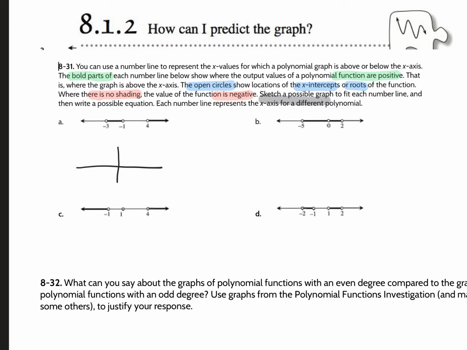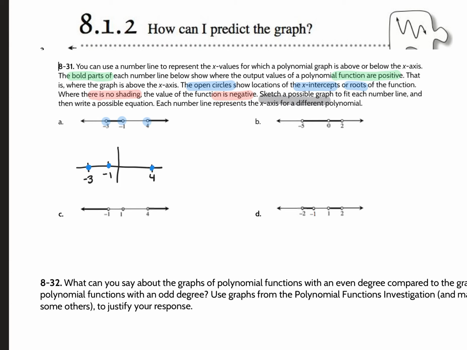Okay, so important pieces to understand here. Anywhere we see these open circles, 1, 2, 3 open circles, those are going to represent roots of our function. So the first thing I'm going to do is put those on my graph. So -3, -1, and 4. Those are going to be roots. So let me identify those with x-intercepts on my graph.